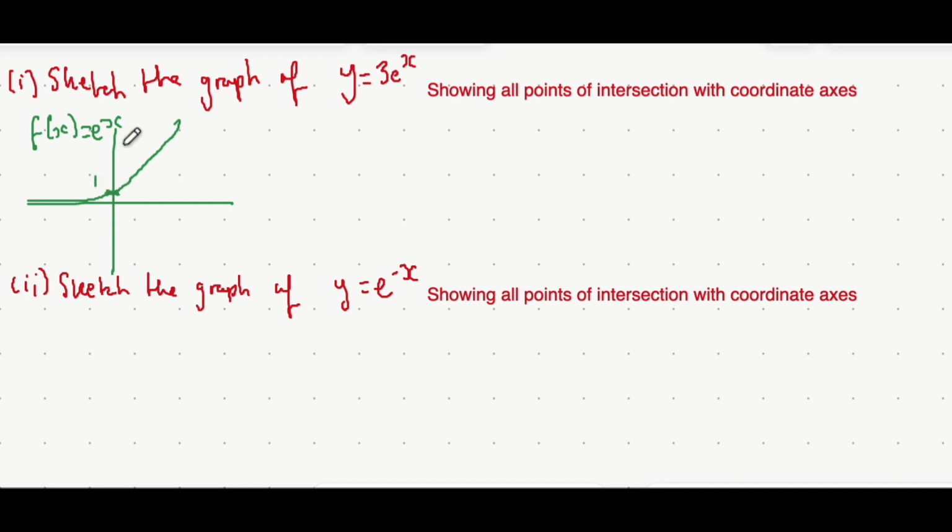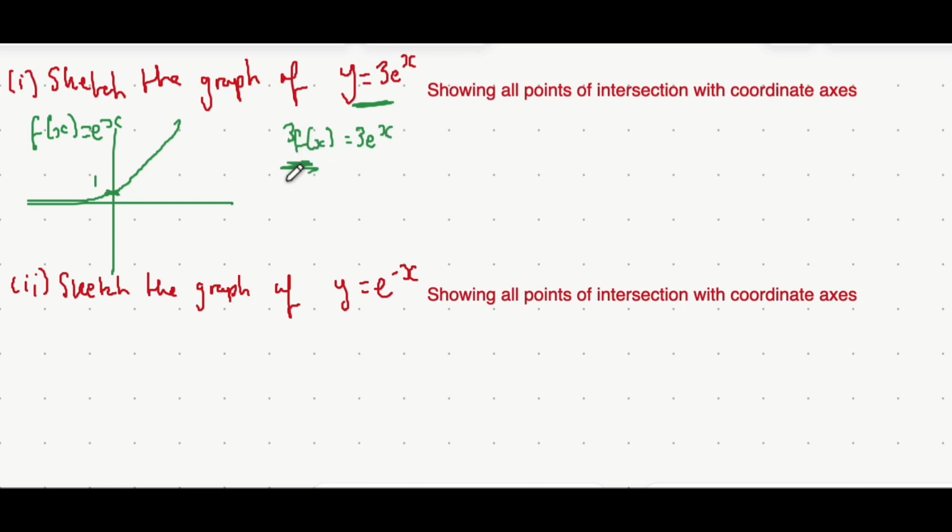What you need to know about this graph is that it doesn't cross the x-axis, even though it gets closer and closer to it, and it crosses the y-axis at 1. So how does that affect the graph of 3e to the x? Well, if f of x is e to the x, then 3f of x is equal to 3e to the x.